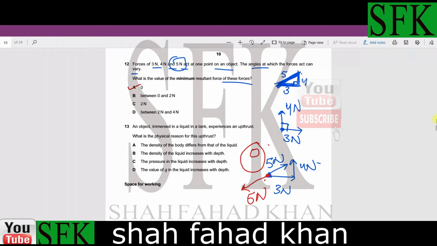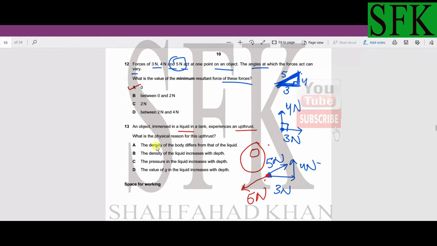Let's move on to the next MCQ. An object immersed in a liquid in a tank experiences an upthrust force. Upthrust is a force due to differences in densities in liquids. What is the physical reason for upthrust? The density of the body differs from that of the liquid. Well, no, upthrust is a force that is applied due to difference in densities within a liquid or within a medium. The density of the liquid increases with depth.